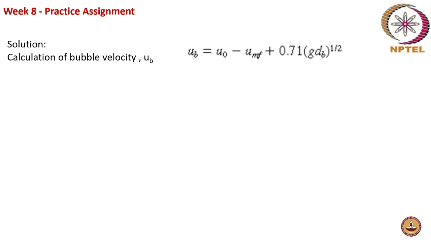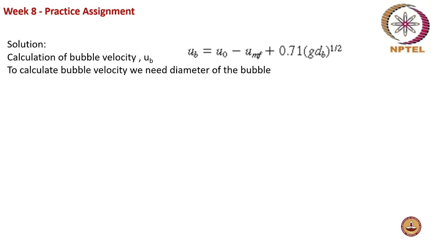We also have the minimum fluidization velocity. We also have the value of g. But what about dB? Do we have the value of dB? What is dB? Bubble diameter. Do we have the information of bubble diameter? No, ma'am. So now we have to first of all find out what is the bubble diameter. So to calculate the bubble velocity, we need the bubble diameter.